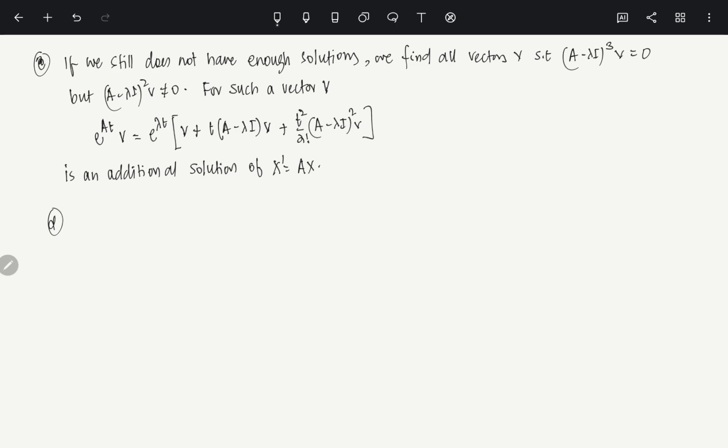Okay. So in the worst case scenario, we continue doing this and we hopefully obtain n linearly independent solutions. So we keep proceeding to obtain n linearly independent solutions. Now you may ask what is the guarantee that this procedure will work, and that it is going to give us n linearly independent solutions. Why should it be?